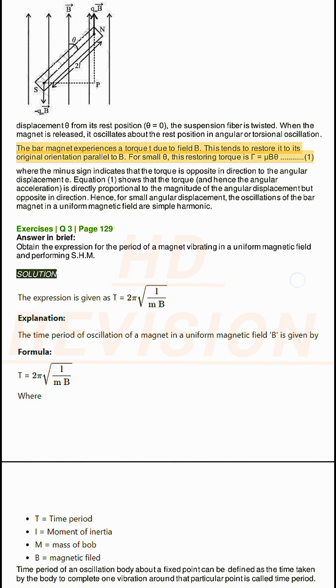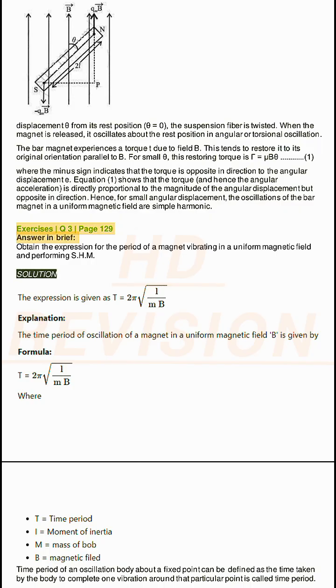The bar magnet experiences a torque tau due to field B. This tends to restore it to its original orientation parallel to B. For small theta, this restoring torque is tau equals minus mu B theta, where the minus sign indicates that the torque is opposite in direction to the angular displacement theta. Equation 1 shows that the torque, and hence the angular acceleration, is directly proportional to the magnitude of the angular displacement but opposite in direction. Hence, for small angular displacement, the oscillations of the bar magnet in a uniform magnetic field are simple harmonic.